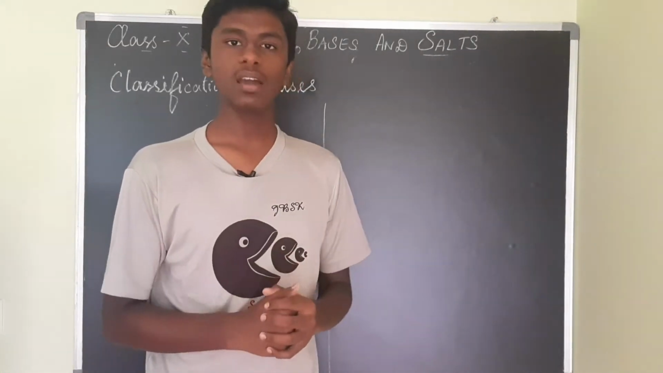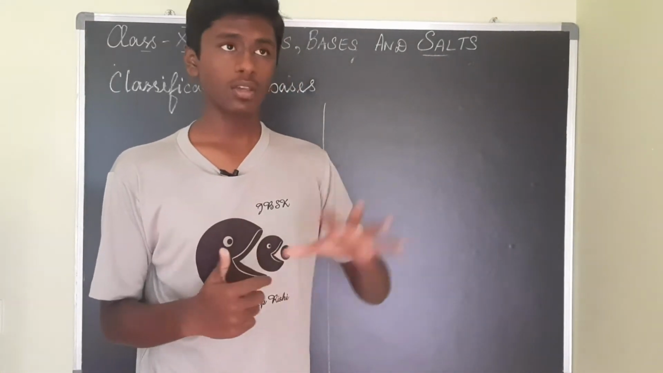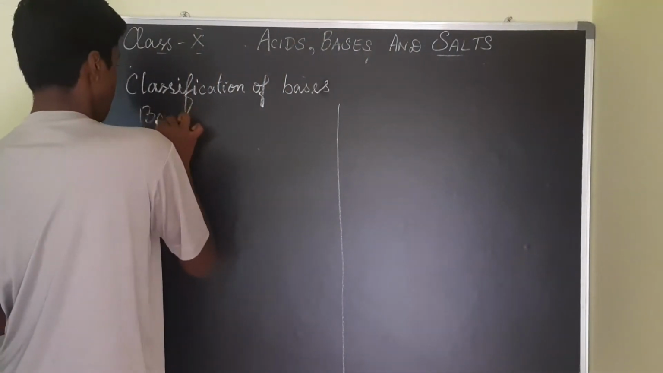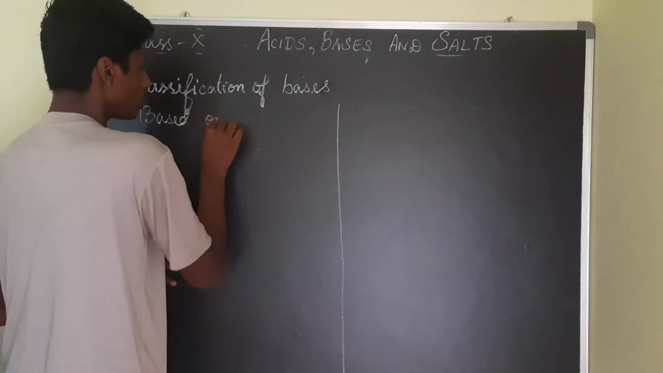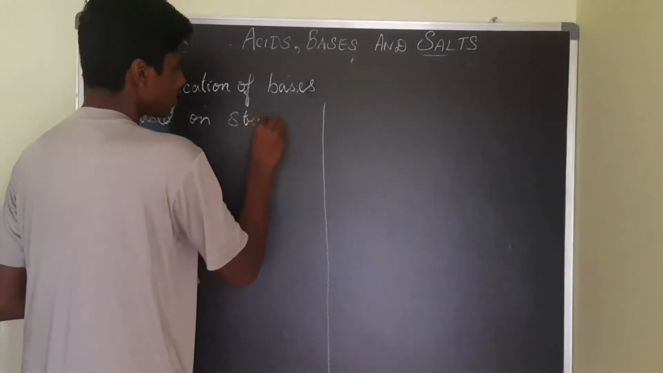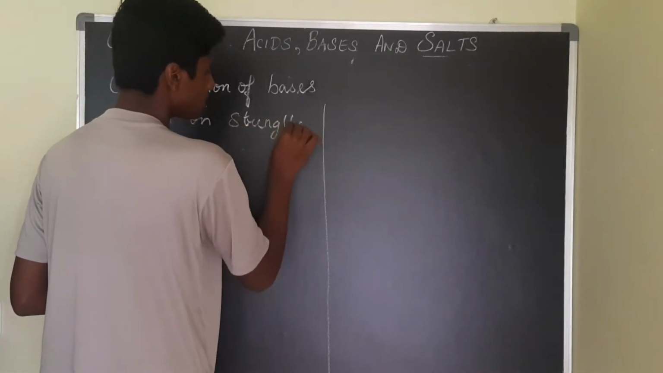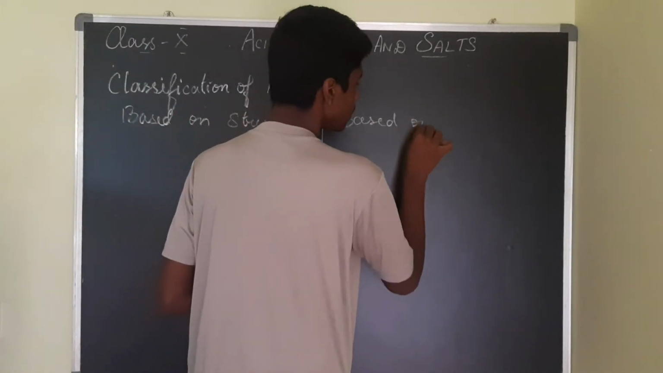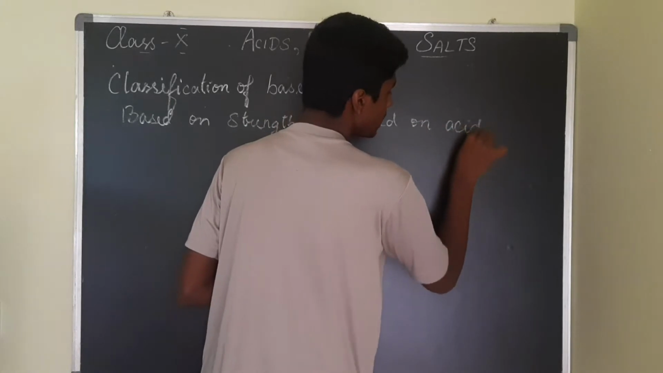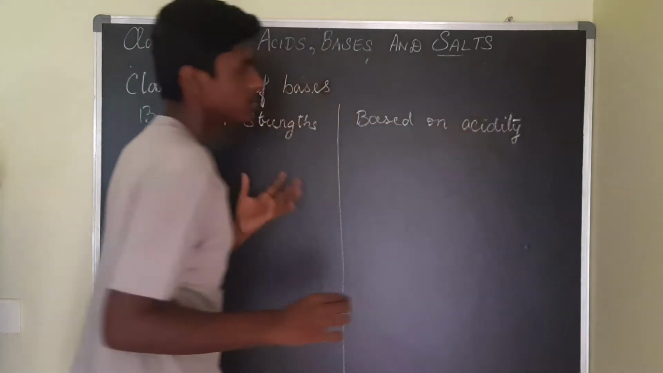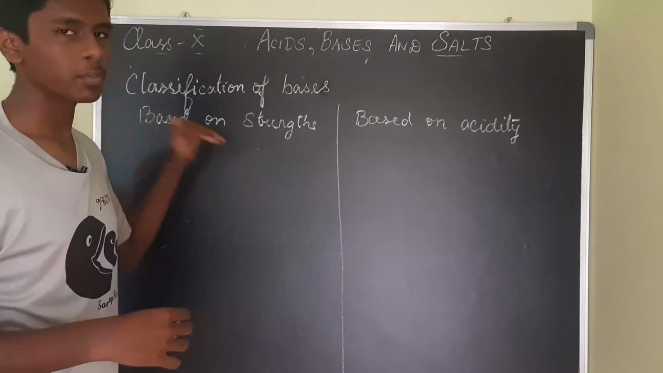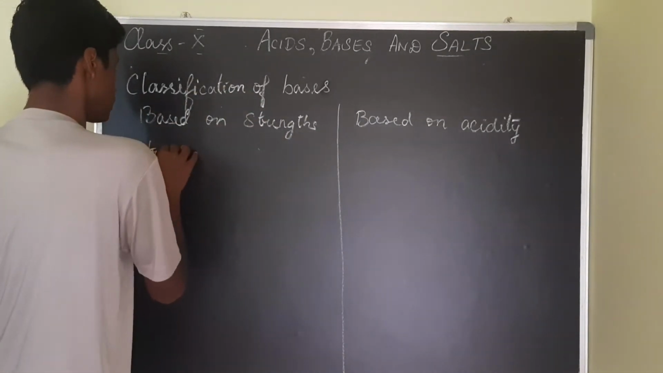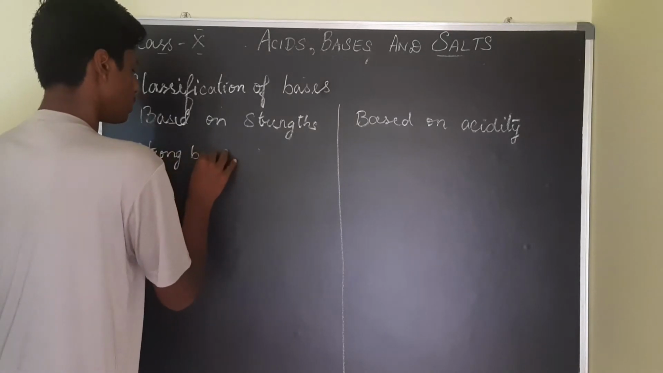Now let's see the classification of bases. Classification of bases is of two types. First, it is based on the strength of the bases. Second is based on the acidity of bases. First, let's talk about based on strength. Based on strength, there are two types: one is strong base and one is weak base.